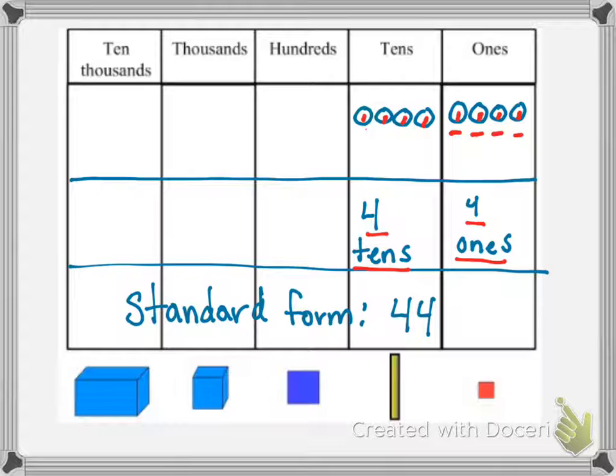If we were to write this out in standard form, now standard form, like you've done in the earlier grades, just means how you regularly write it, just as a number, 44. So the standard form for this place value chart is 44. We have 4 ones and we have 4 tens.